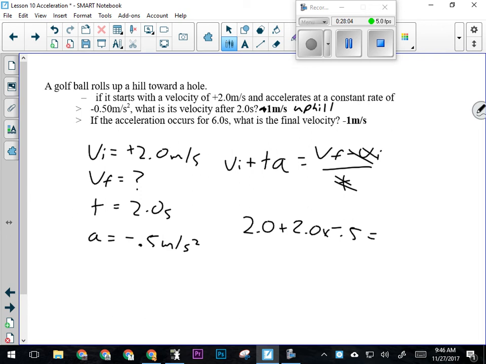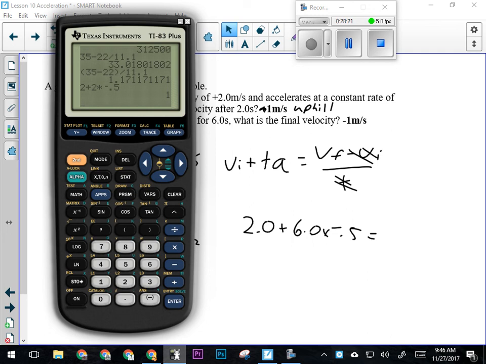And if it occurs for 6 seconds, what's the final velocity? Well, it's the same formula. What do we do with this 2? Change it to a 6. Yeah, it's just exactly the same formula. It's just now how fast will we be going after 6 seconds. If we do that, then we got 2 plus 6 times negative 0.5. Right, so we're going to get negative 1.